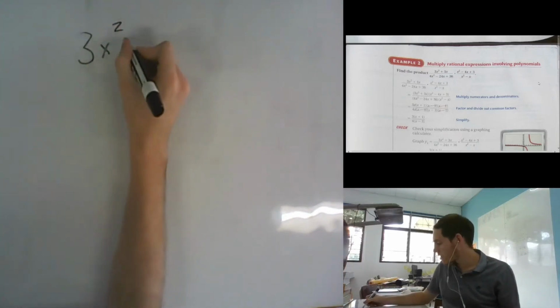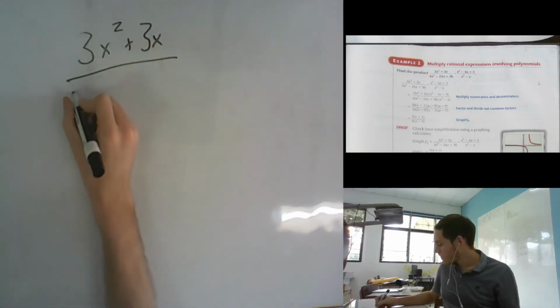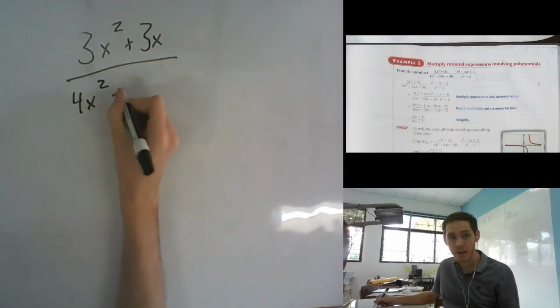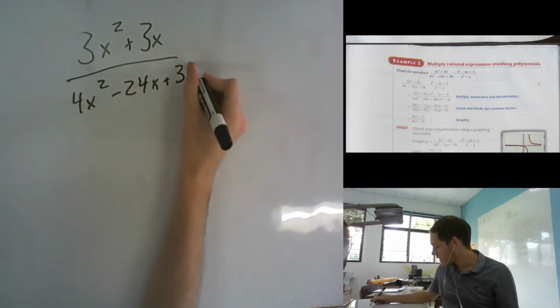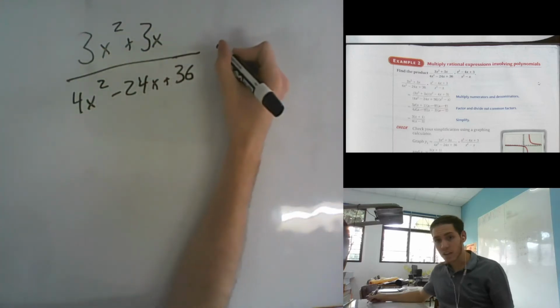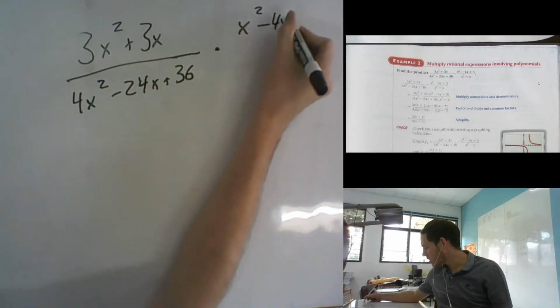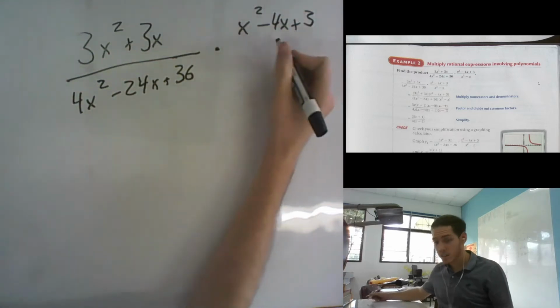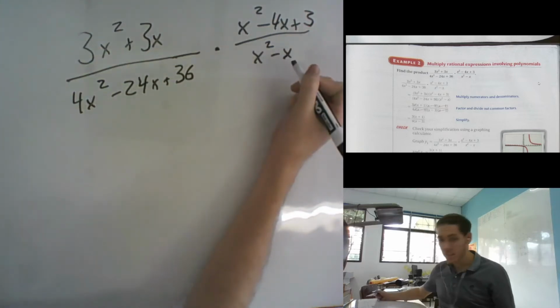3x squared plus 3x over 4x squared minus 24x plus 36, times x squared minus 4x plus 3 over x squared minus x.